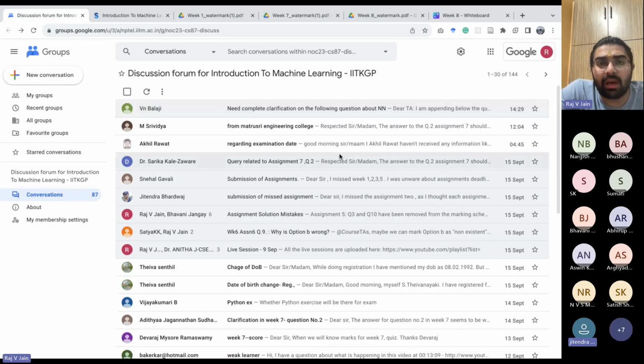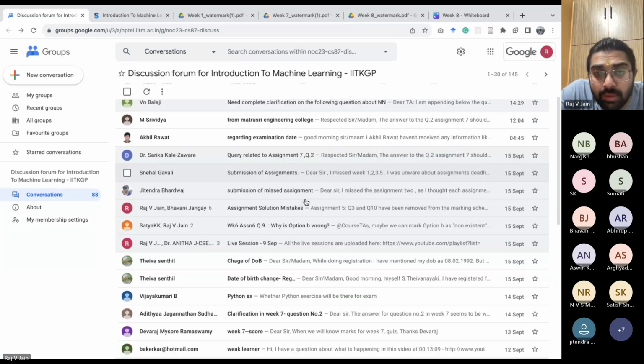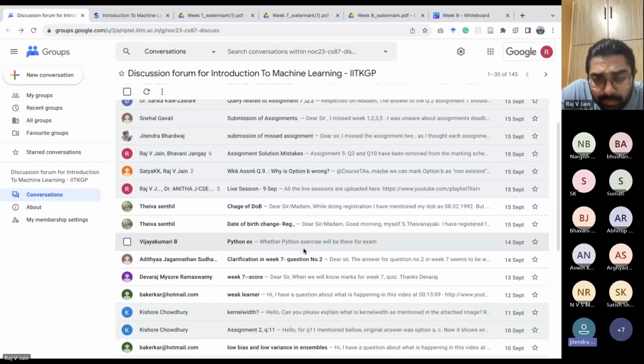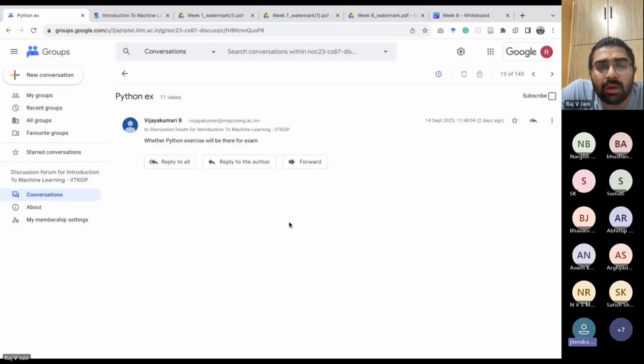Okay, already somebody has posted about Python. I'm sorry, there is already one post regarding it: will Python come in the exam or not? Python programming, all this programming exercise. Actually, they have used it. Okay, sure. So I can do one thing. I can make it more visible to the course TAs. Let me do that, so they'll be able to help you out with that. Is that fine? Okay. Thank you.